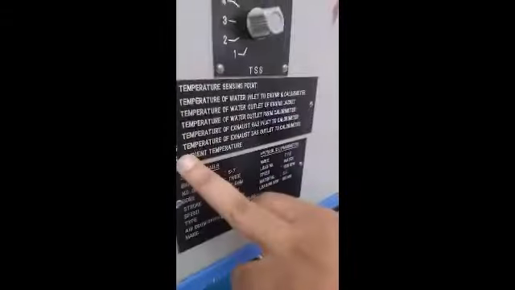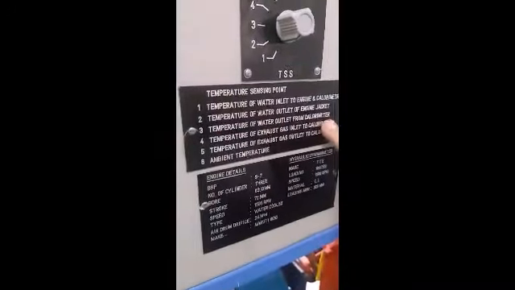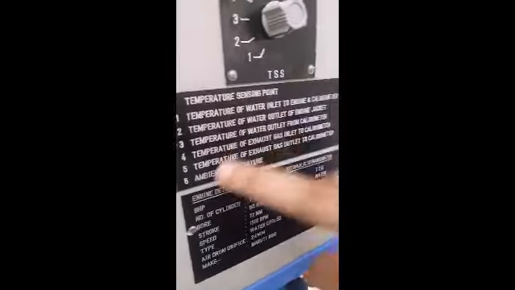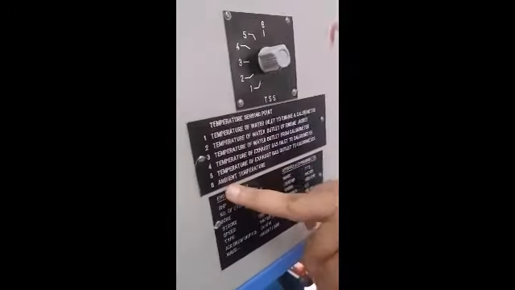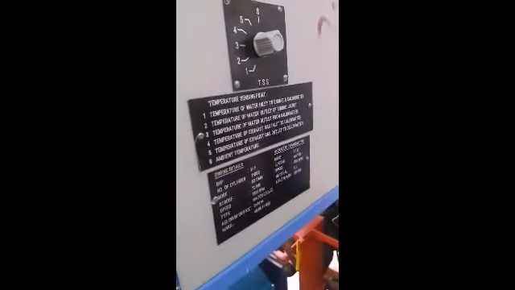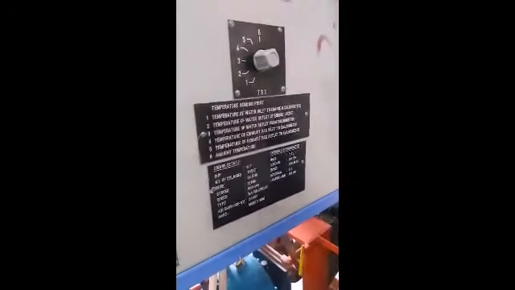The readings are given here, 1, 2, 3, 4, 5, 6. Number 3 is the temperature at the calorimeter outlet, 4 is the exhaust gas temperature at the calorimeter outlet, and the last one is your ambient temperature, the normal temperature. So this is our model and these are the readings.